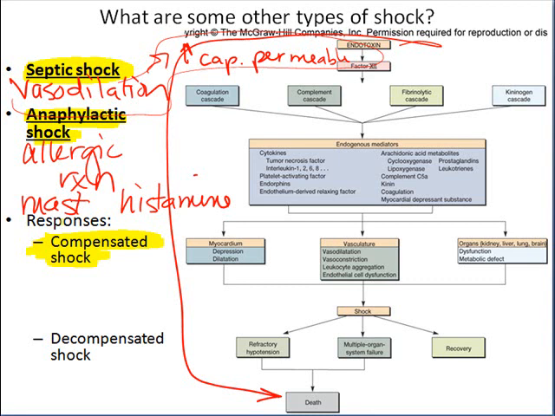Decompensated shock is the kind of shock you do not want to have, because decompensated shock means that a positive feedback loop has been set up, and rather than your body returning to a homeostatic set point, you are getting farther and farther into shock, and you're probably going to die if medical intervention doesn't come quickly.